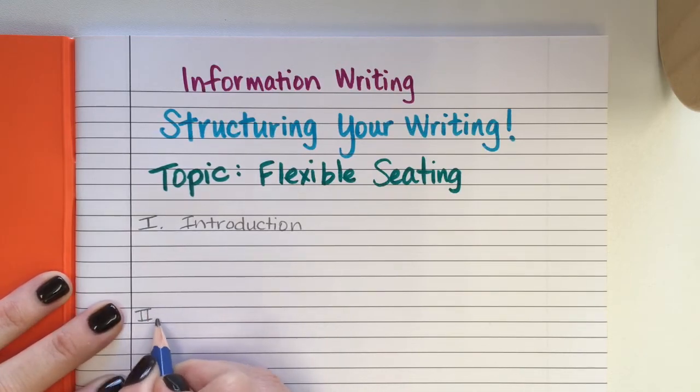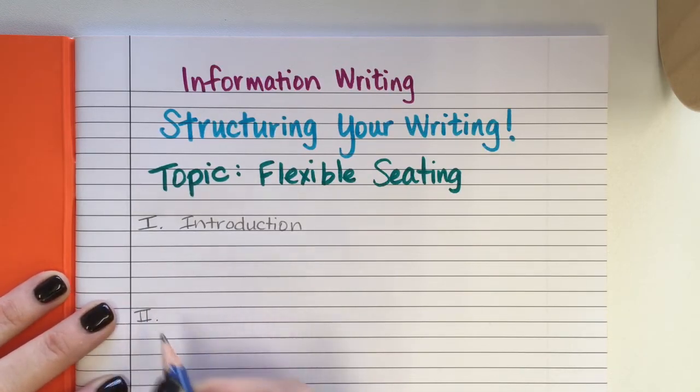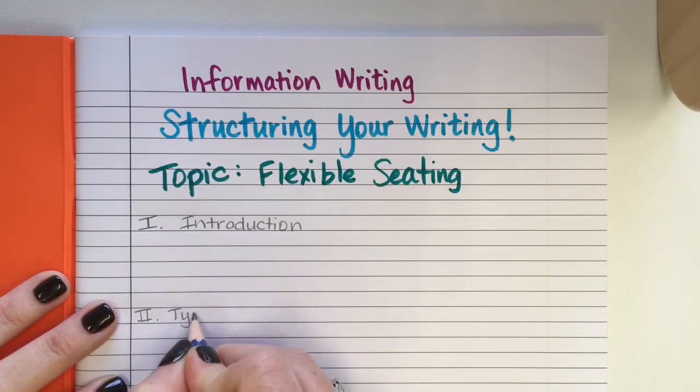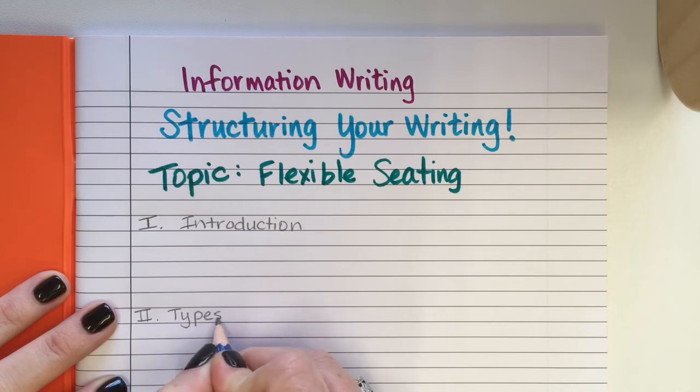And then I'm going to do the Roman numeral for 2, which is two I's. And think about something that I would want to tell others if I wanted to teach them about flexible seating. And one of the things you probably would want to include is the types of furniture you might use in a flexible seating classroom. So I'll put that subheading here.